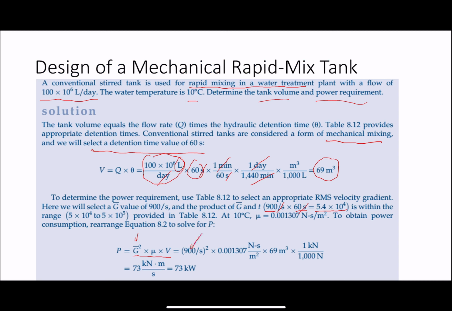So 900 squared times the viscosity, because 10 Celsius will give you the viscosity of the water, times the volume. Of course, Newton of the viscosity can be changed to kilonewton, and then you will end up with 73 kilonewton per second times meter. This means 73 kilowatt. Okay?